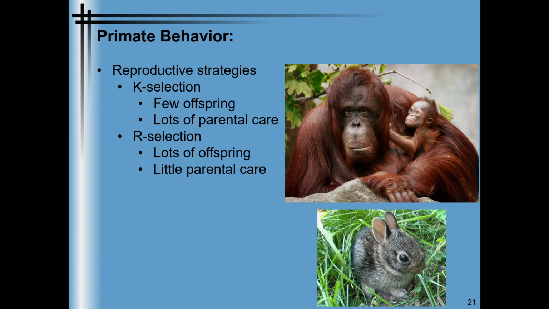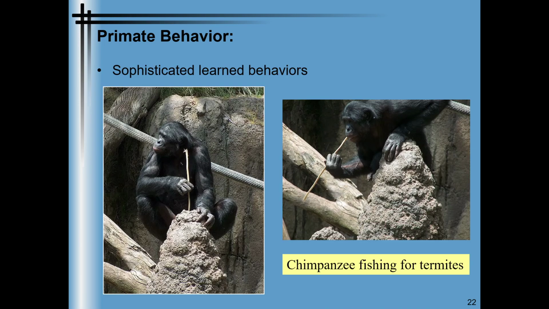We need to keep in mind that primates have culture that produces sophisticated learned behaviors. Unfortunately, we often consider ourselves the only primates with quote-unquote culture. This is not the case. As we said earlier, cultural behavior is learned. Termite fishing is one example. This is where chimps will use a twig to fish termites out of a termite mound.